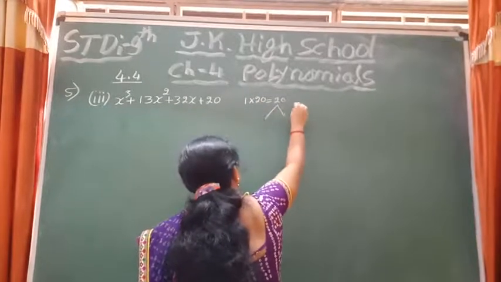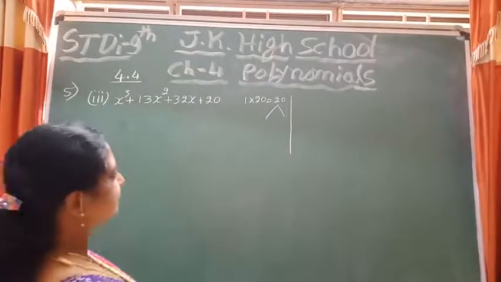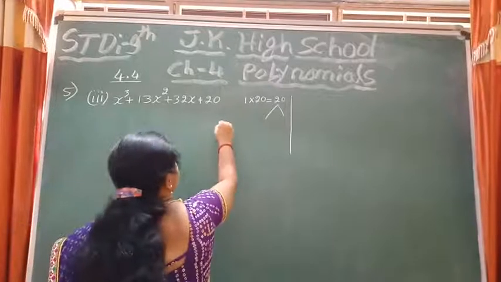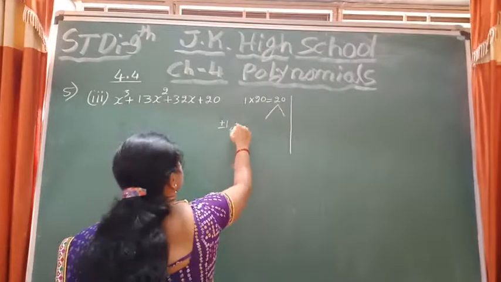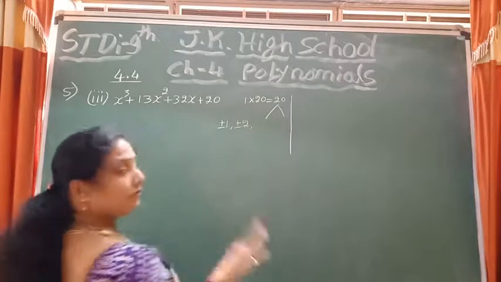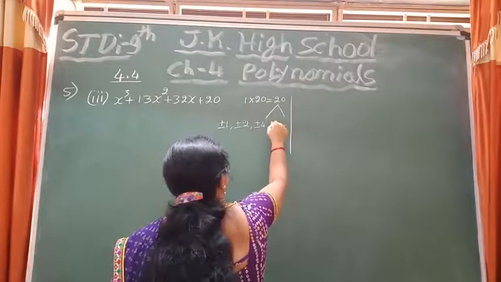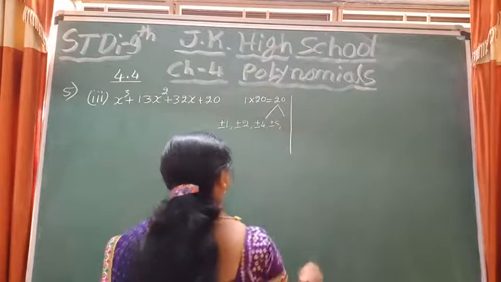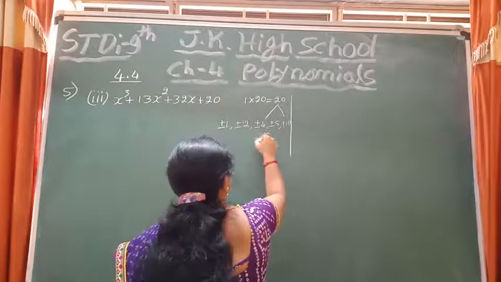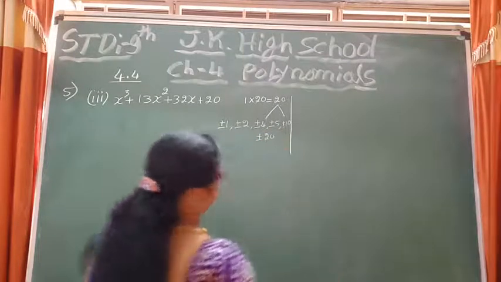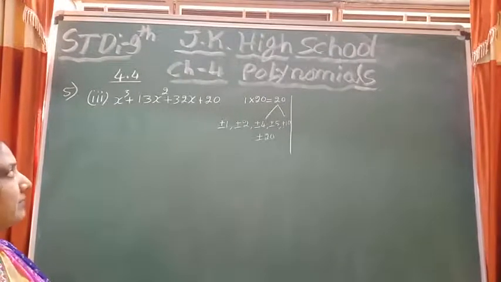Which are the factors of this 20 then? So you write the factors of 20. Plus or minus 1. In 2 table also it goes, plus or minus 2. In 4 table also, plus or minus 4. Plus or minus 5, 5 table also. 10 table also, plus or minus 10. And plus or minus 20 also. These are the factors of 20. So now first we will check for plus 1 or minus 1.